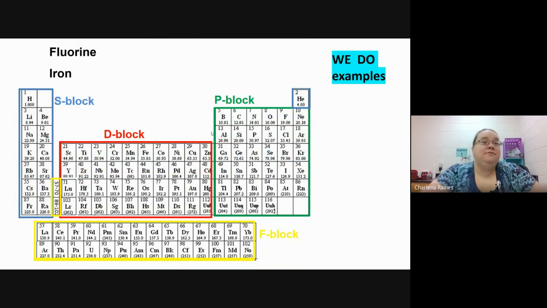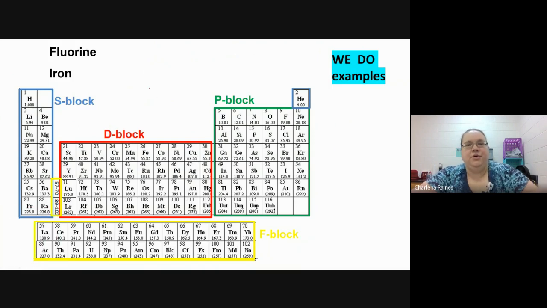Okay, so pause the video. You try these 2 examples. See how far you can get with the configuration. And I can tell you that both of these are easier than the one we just did.